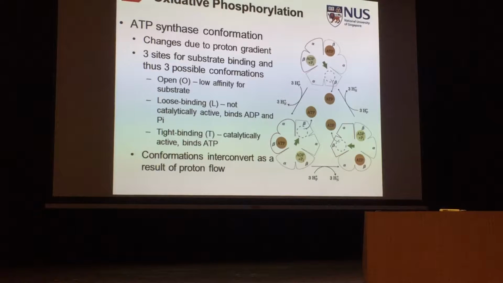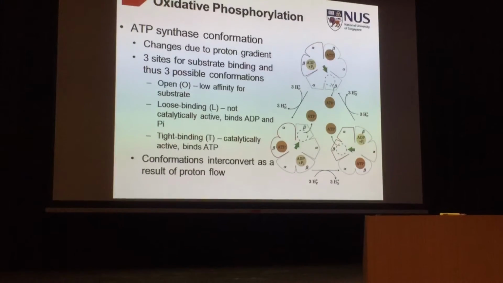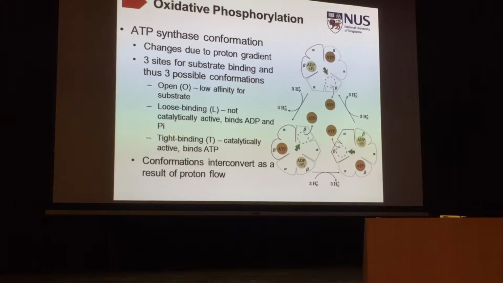So now we look at the subunits in a clearer picture. At any one time, each of the subunits will adopt a different conformation, right? This green arrow is the shaft that is rotating, in very close proximity. At any one time you will always have an open site. The open site has a low affinity for the substrate. That means it has just expelled the ATP that was produced.